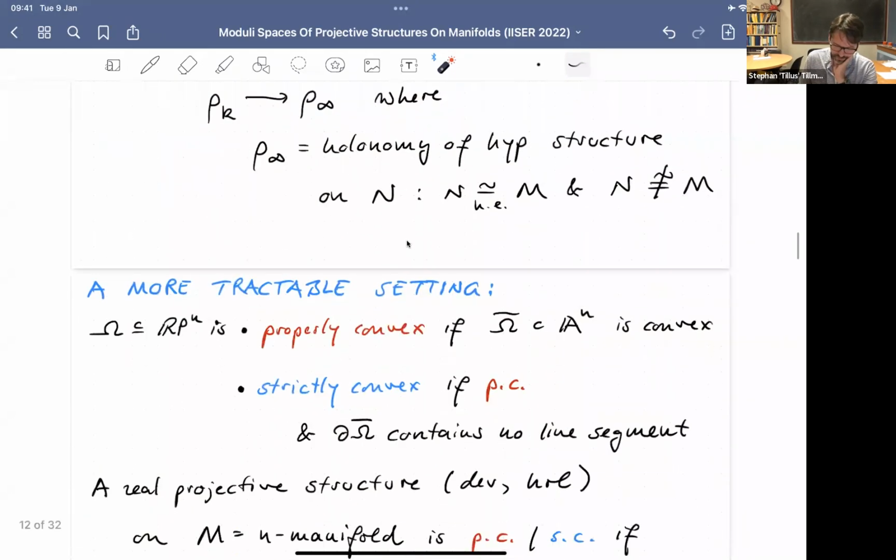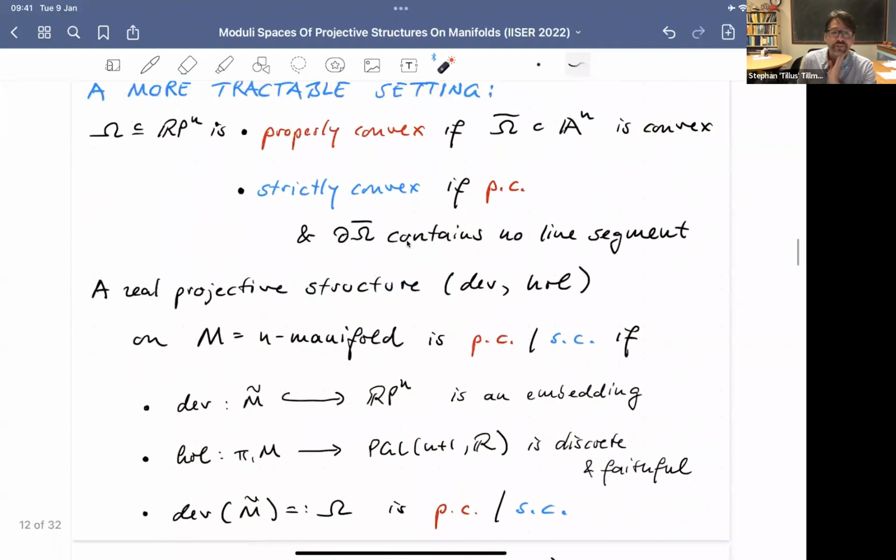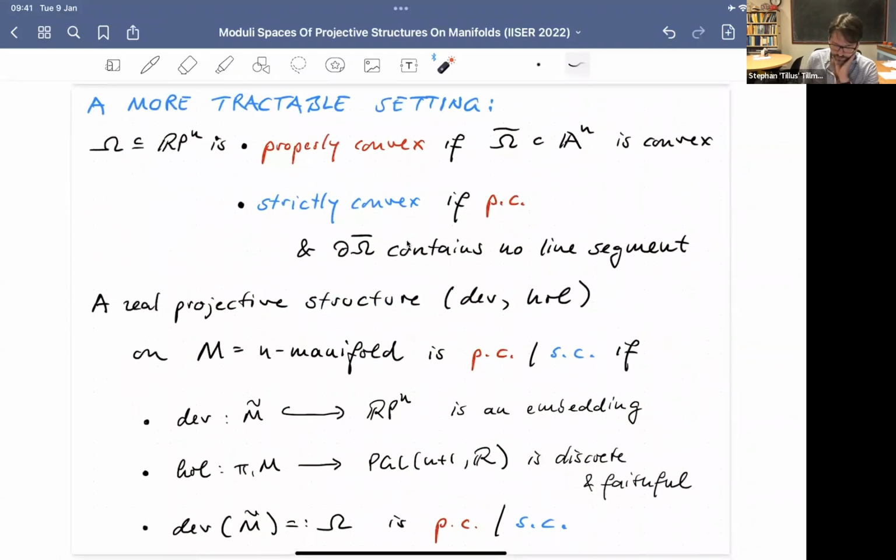Okay. So let me move to a more tractable setting. We say a domain is properly convex if the closure is contained in some affine patch. And it's strictly convex if it's properly convex and the boundary contains no line segments. So these are key definitions.